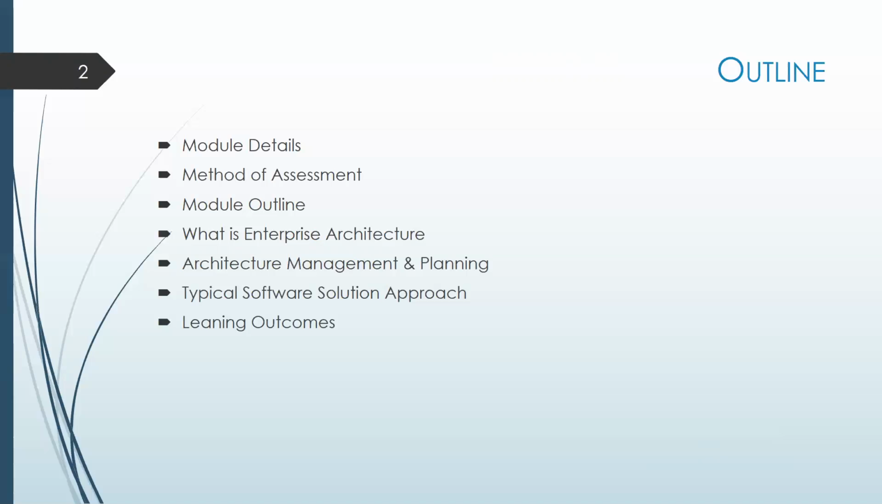Then we will discuss in detail architecture management and planning. So what are the different stages and what are the things we need to consider when we are planning enterprise architecture in a software organization. Then we will discuss about typical software solution approach which is running in a software organization. Finally, we'll discuss the learning outcomes which students should get from the course module.